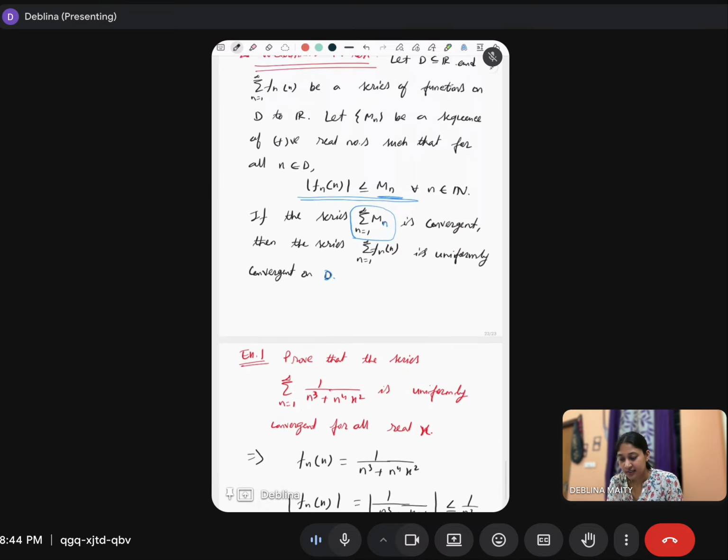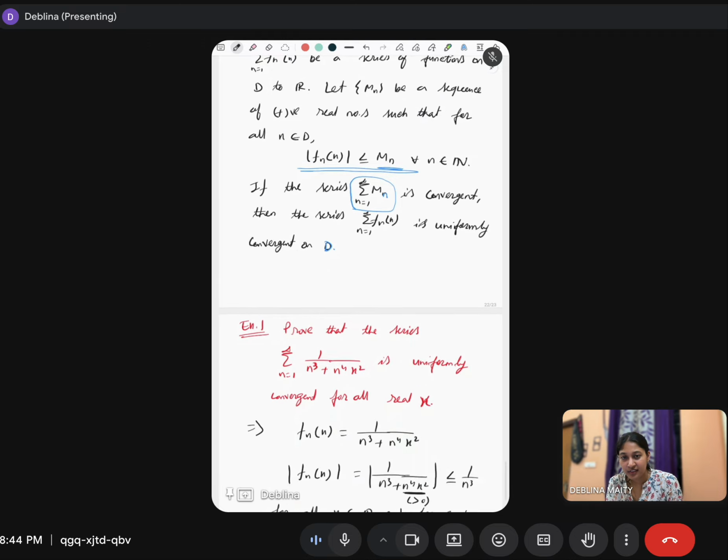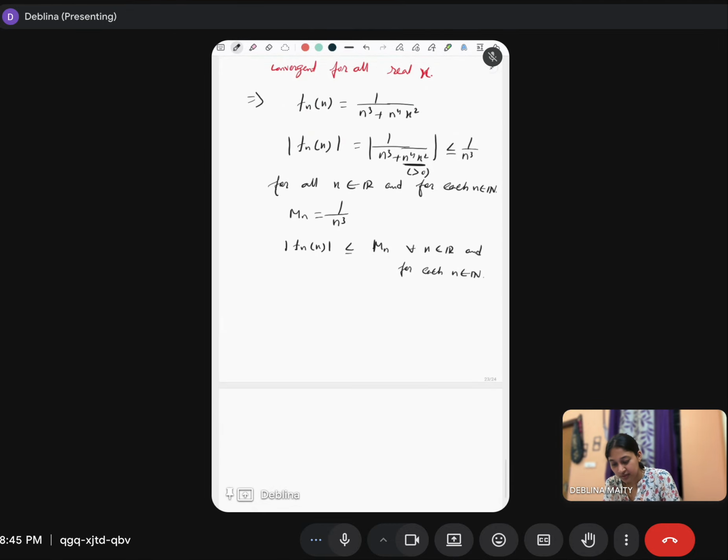Now this M test says if this series summation M_n is convergent, then the series F_n is uniformly convergent. Now summation M_n is what? Summation M_n is 1 by n cube. Since the power of n is 3, which is strictly greater than 1, this is convergent, right? So this implies summation F_n(x) is uniformly convergent.